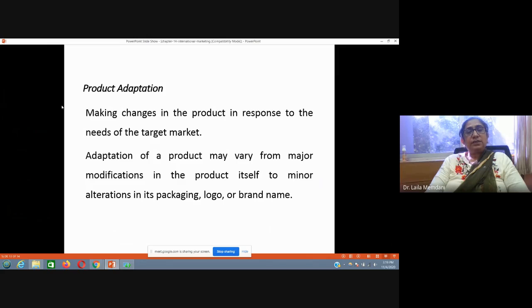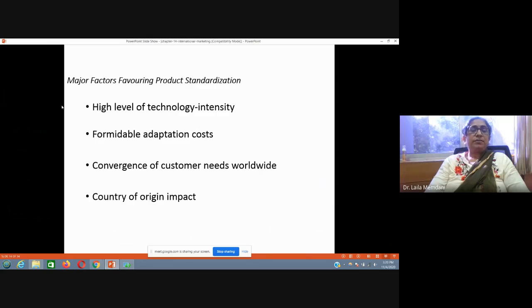Like for India, they manufacture cheaper variants. Maybe they reduce the number of airbags or the quality of the car, the type of engine, BS4, BS6, because the customers are price sensitive in underdeveloped and developing countries, while in developed countries, they give good quality at a higher price.